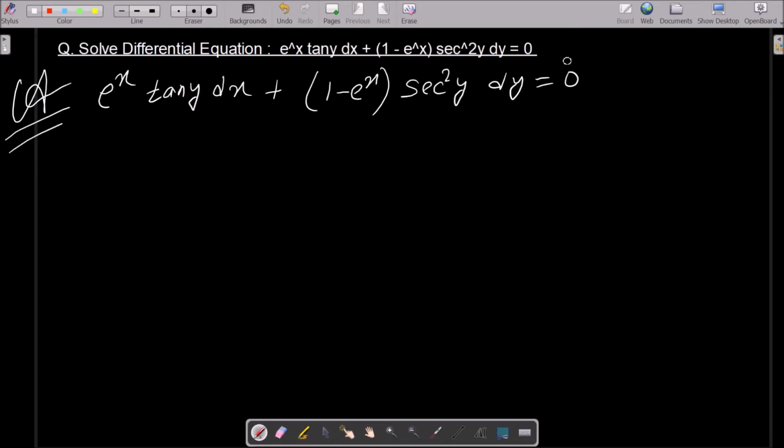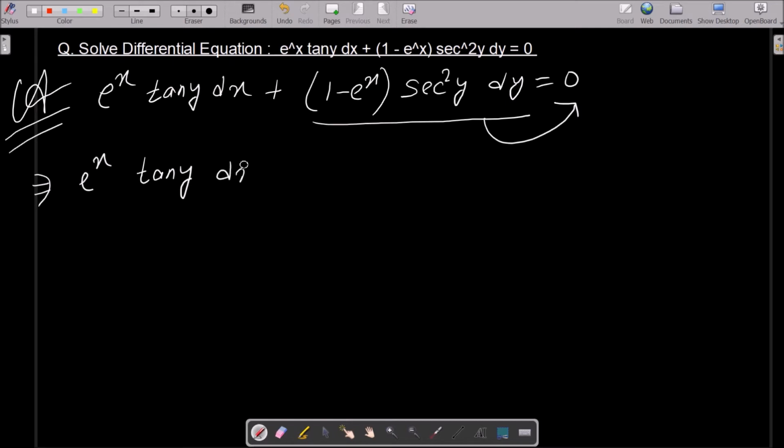After that, the first thing is I'm going to move this all to the right. So here, now going to write e^x tan y dx. So this we can write as (1 − e^x) and this is minus sec² y dy.